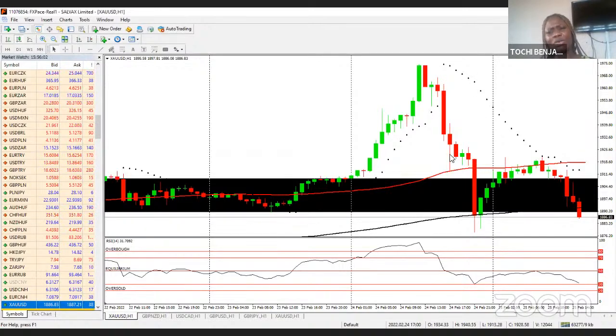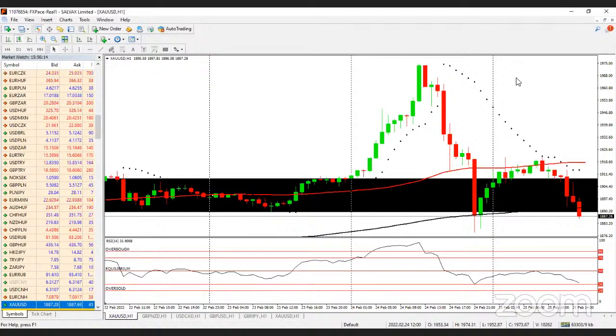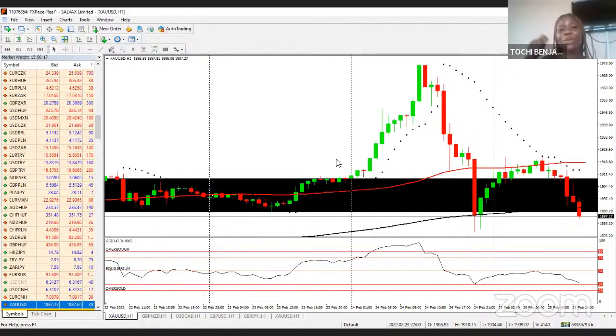People have been waiting for this sell on gold for long. I was waiting for it, and it's doing exactly what I expected. It's just that yesterday's move was very aggressive. It took me out. I lost $200 yesterday. It took me out because I traded with 0.05, and my stop loss was 1920.